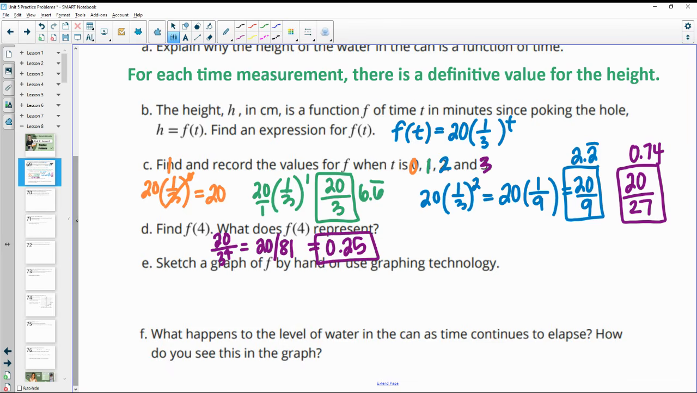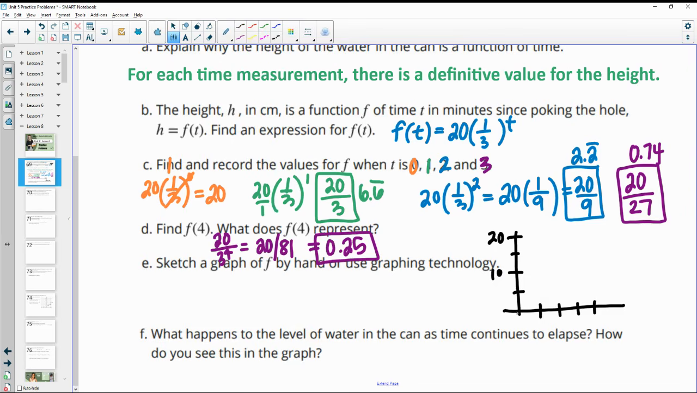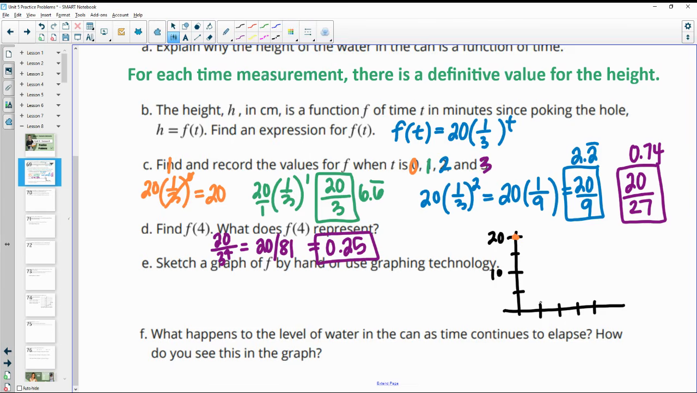Then it says sketch a graph of f by hand or using graphing technology. So if I just do a quick little sketch here. So we know it started at 20 centimeters. So if I call this 20, and then I'm going to count by 5. So 5, 10, 15, 20. And then we're going to do 1, 2, 3, and 4 minutes. So that first one at 0 was at 20. The first minute, it is down to 6.6 repeating, so just above 5.